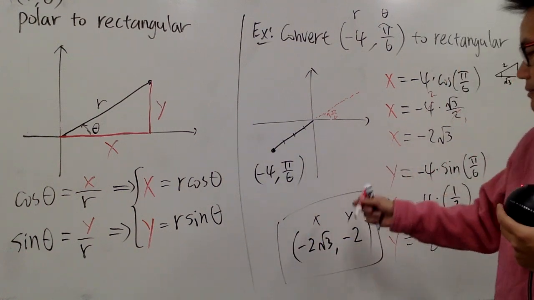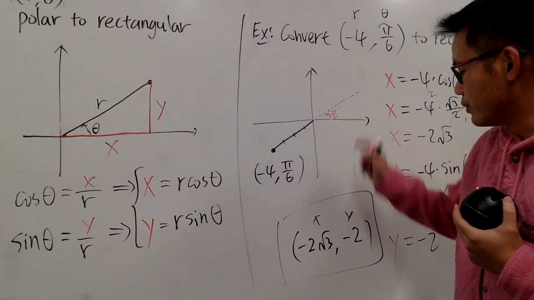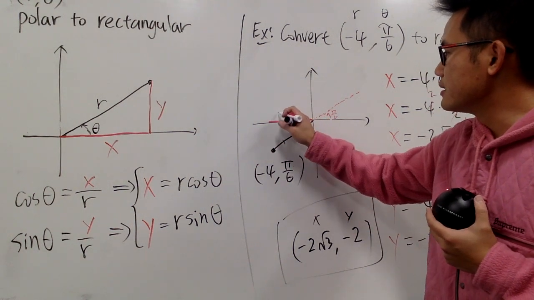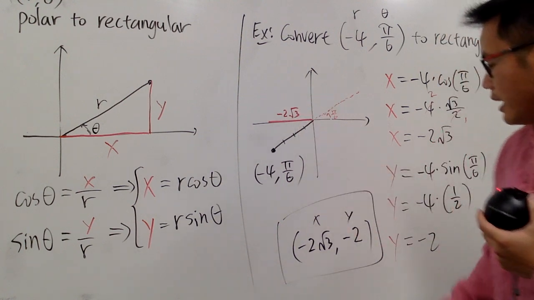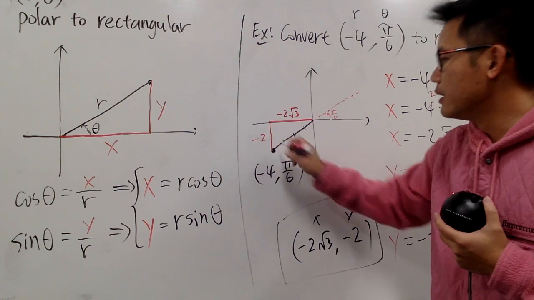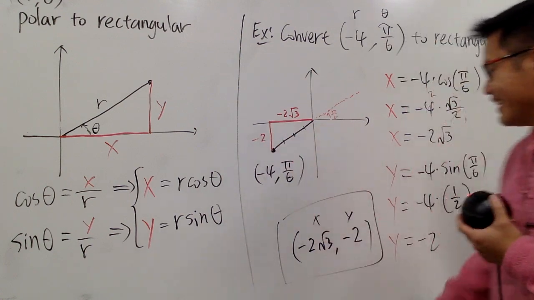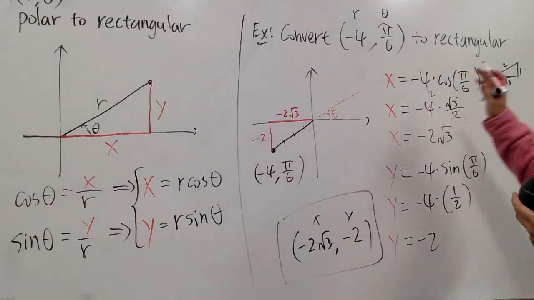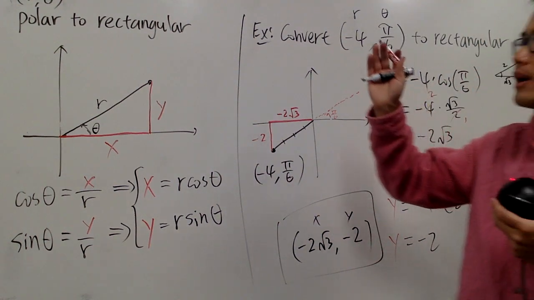And the idea is that this means we have to go to the left 2 square root of 3 units, like this. This is negative 2 square root of 3. And then we have to go down 2 units, and we can get to the same point. So this is how you tell a point in the rectangular, and this is how you change from a polar coordinate to rectangular.